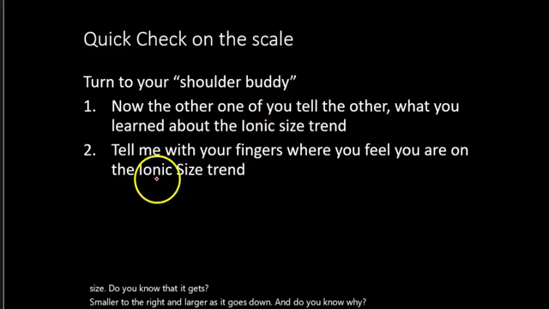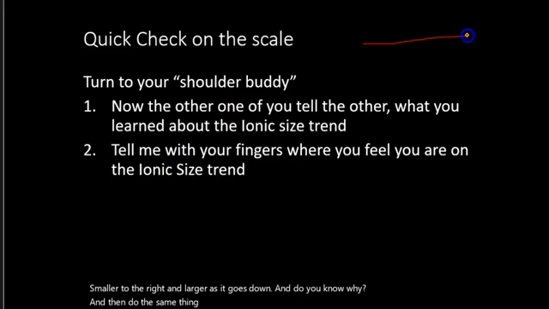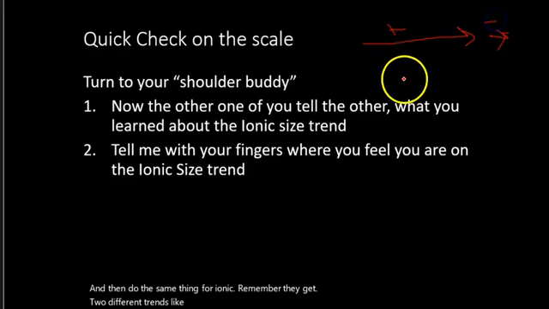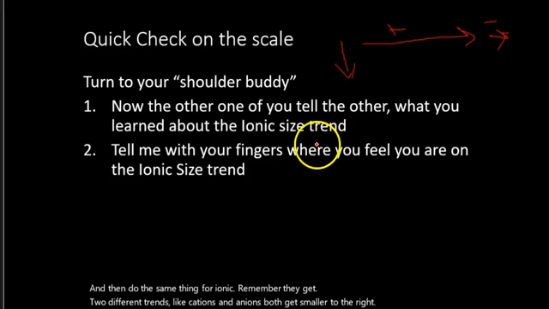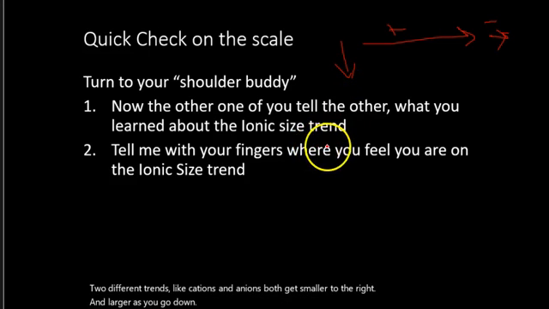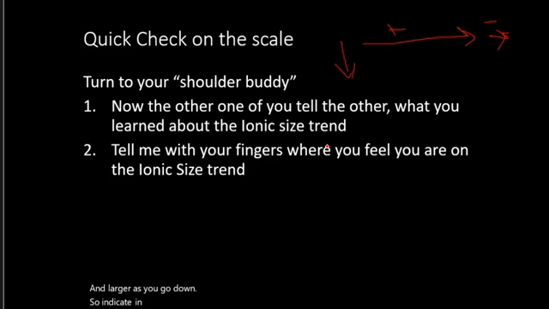And then do the same thing for ionic. Remember, they get separately two different trends. Cations and anions both get smaller to the right and larger as you go down. So indicate in the chat where you feel you are on the ionic trend size.